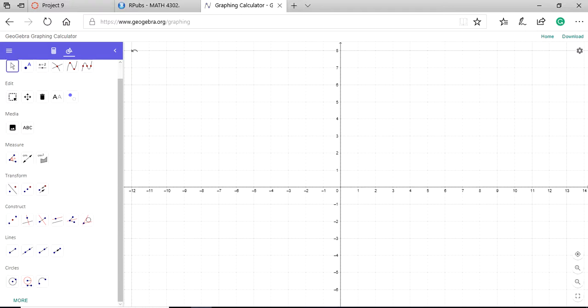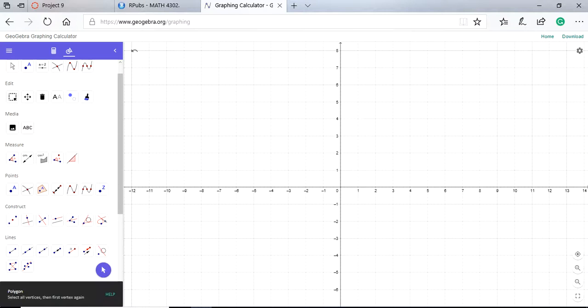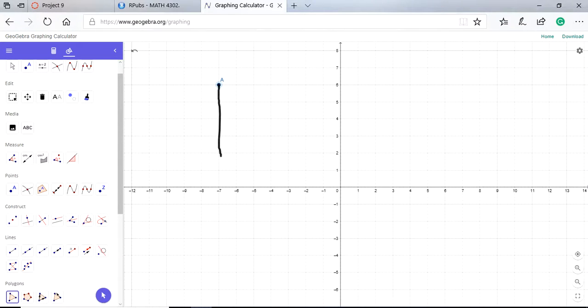To give you an example, a translation would be if I made a polygon here. So I'll take my triangle, and all I'll do is simply move it over. That is a translation. The original position was here. I move it over. I move it down. That'll be an example of a translation.